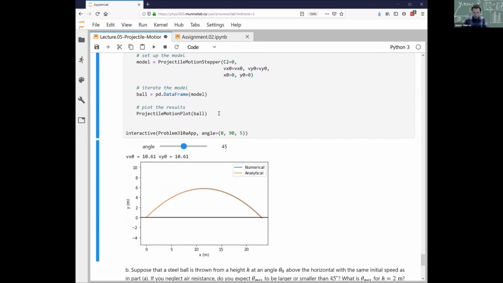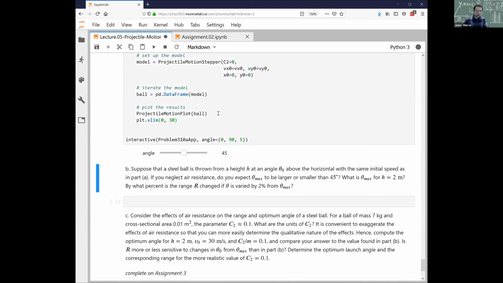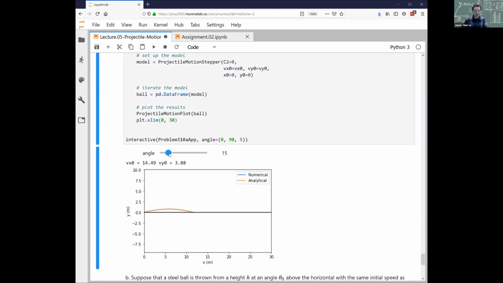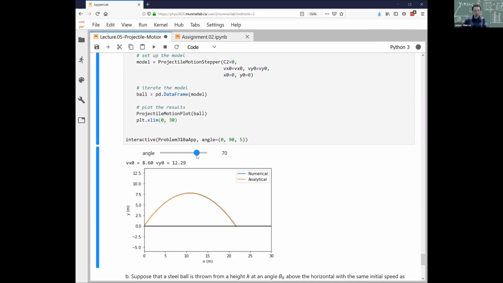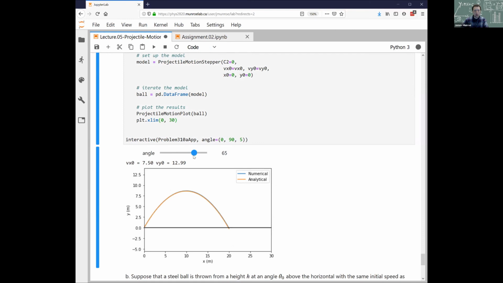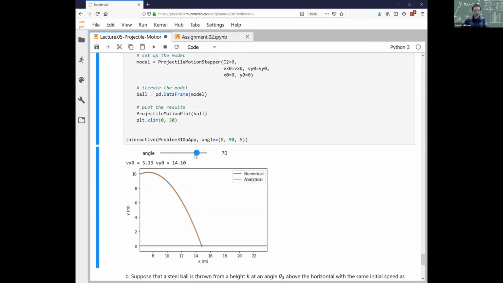It is jumping around a bit, so let's put back this line so that the plots are always the same. That's a very shallow angle. Oh, that's funny.